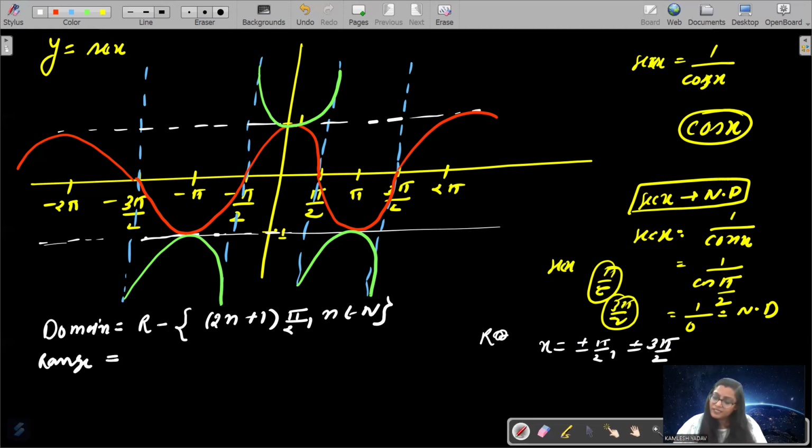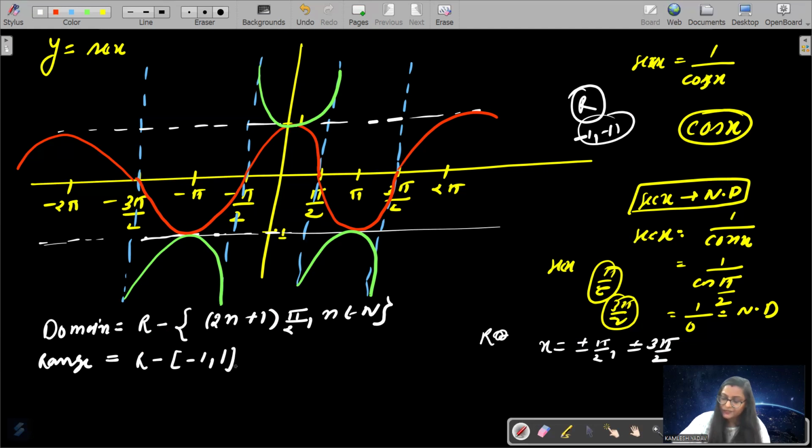Then range, here we see our curve lies in all of R, except the points between plus 1 and minus 1. Okay, so what is the range? So the range is R minus (minus 1, plus 1). It is very clear according to this graph that our range is equal to R minus (minus 1, plus 1).